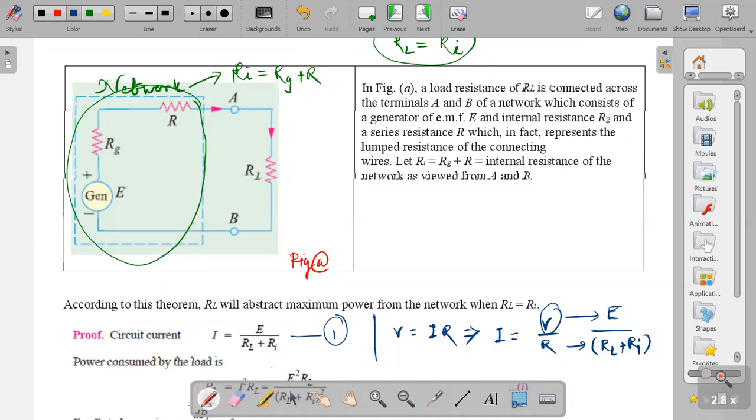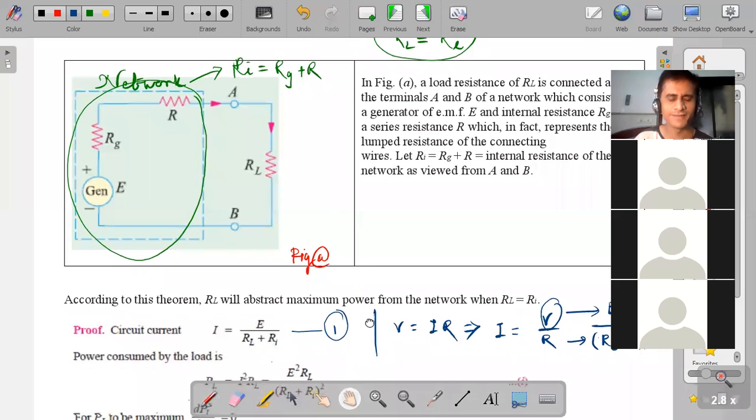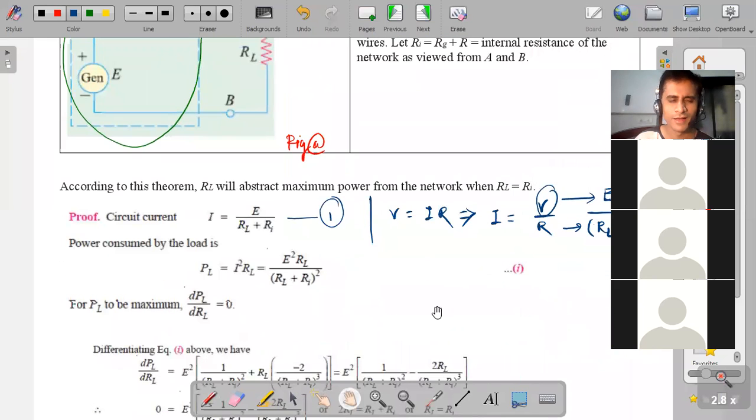Yes, sir. See, based on Ohm's law, we can find equation 1, that is I equals E upon RL plus Ri. RL is your load resistance, Ri is your internal resistance.